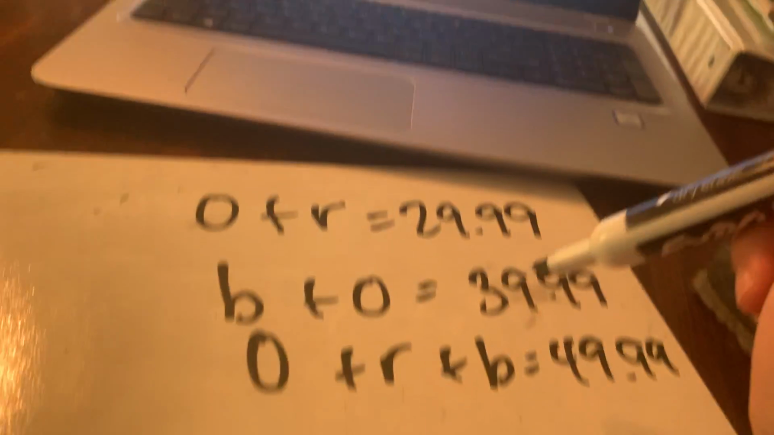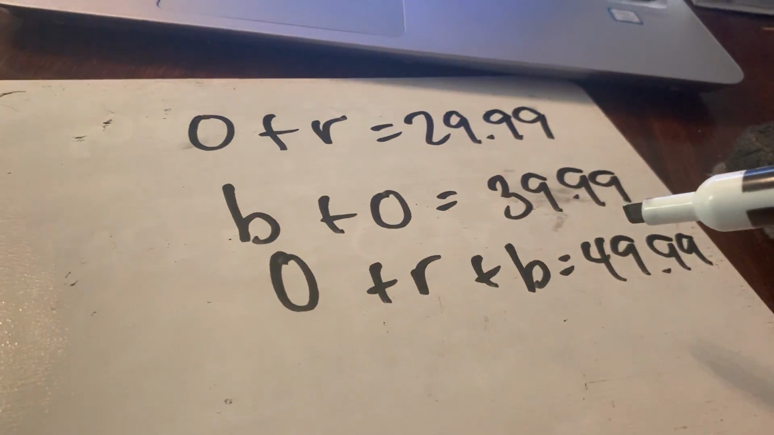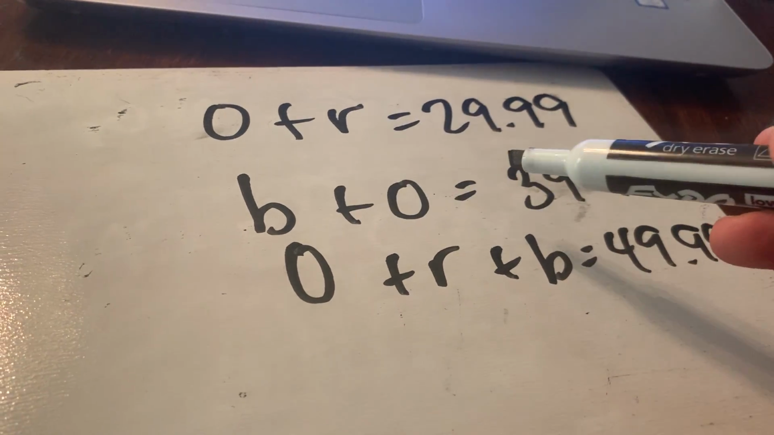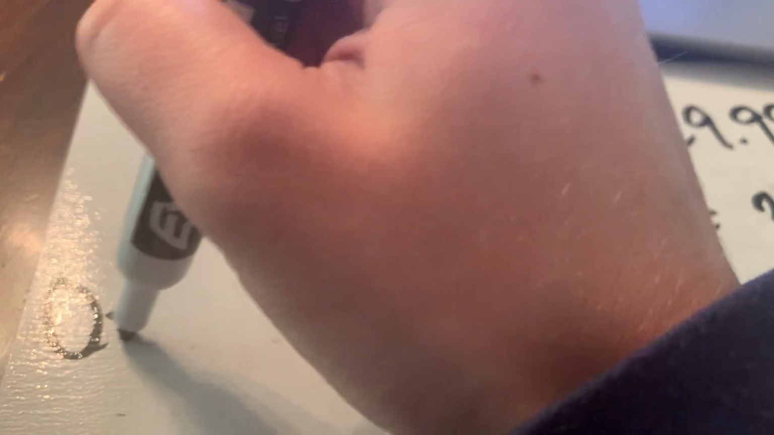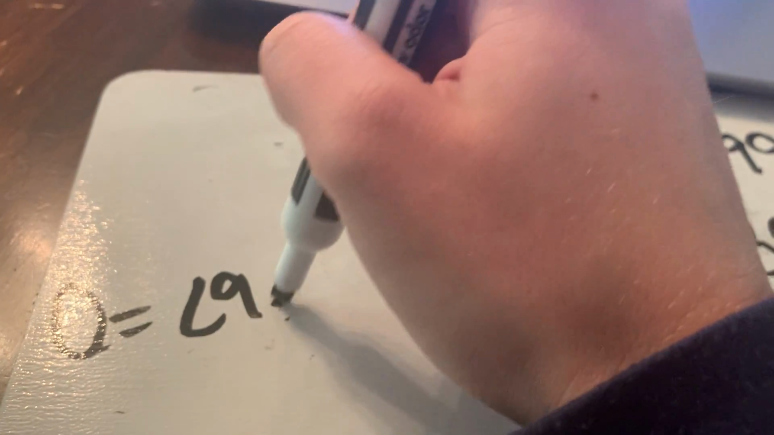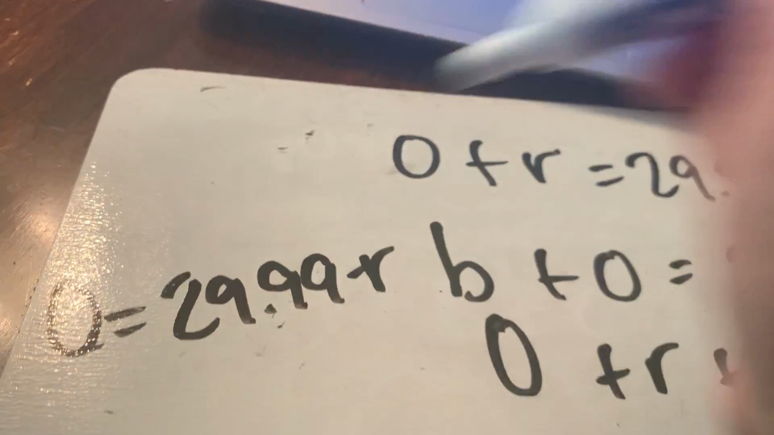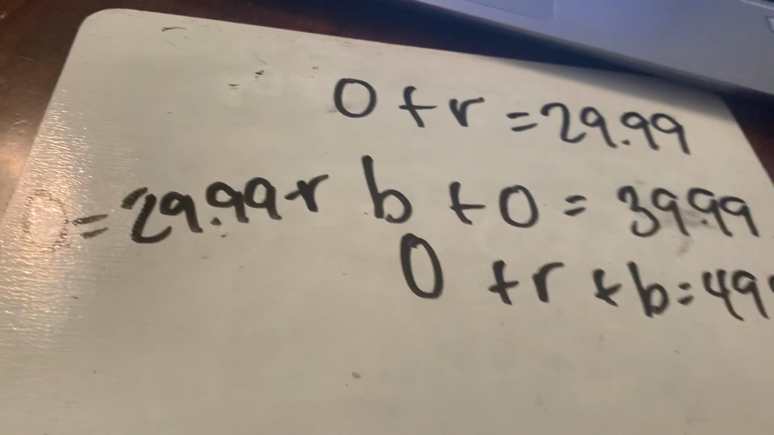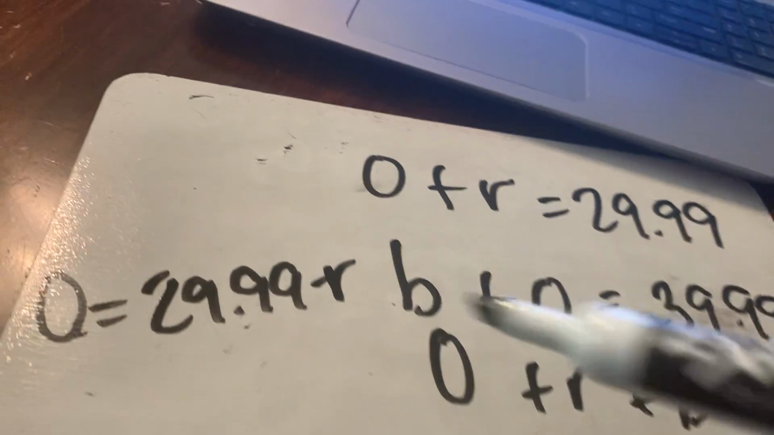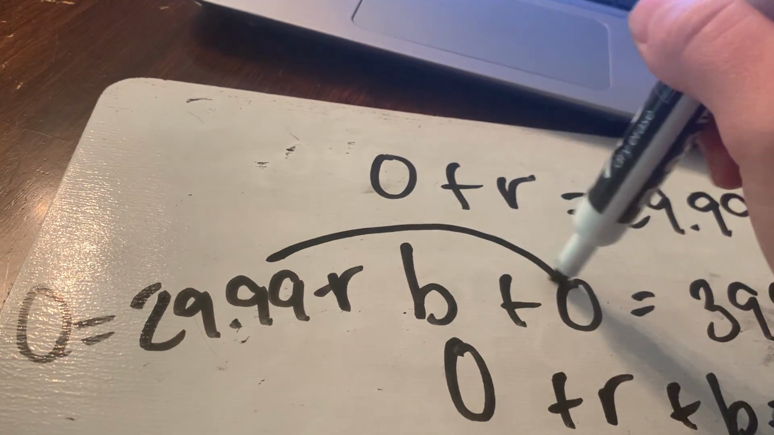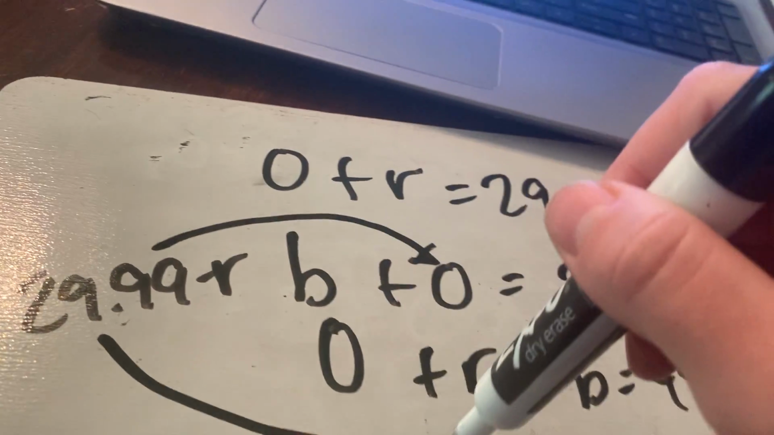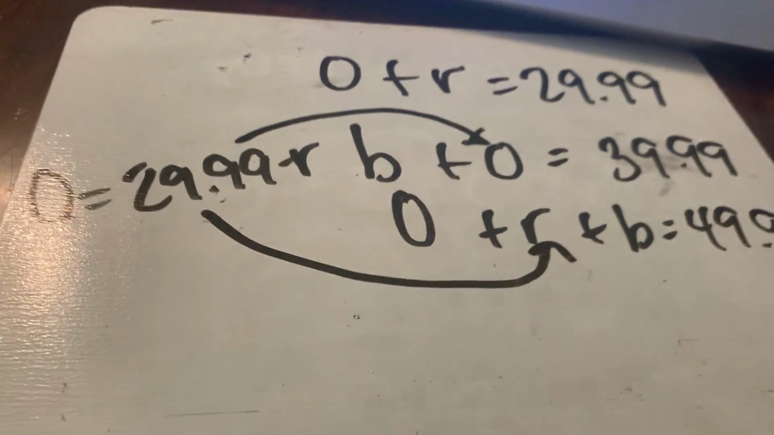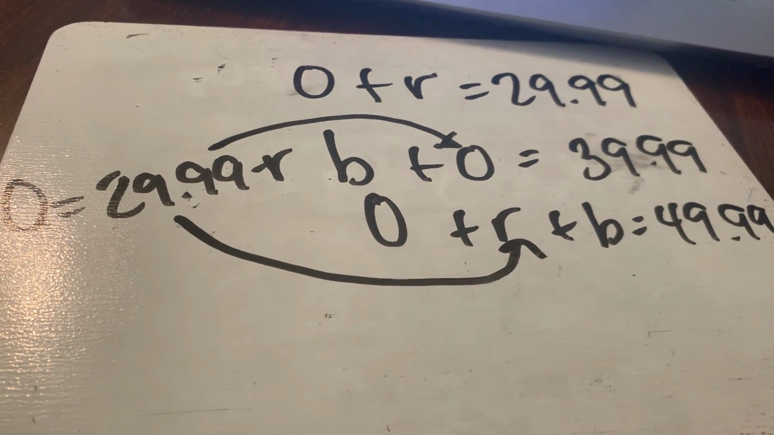Okay, so here, you just gotta get O or R or B by itself, doesn't matter. So let's say we pick the top. If we get O by itself, we just move R to the other side. So O represents $29.99 minus R. Then anytime you see an O, you replace it with $29.99 minus R. And then you solve the system like normal. I don't know if that's the one I used on the answer sheet, but you'll still get the same results. Clean it up, solve the system.